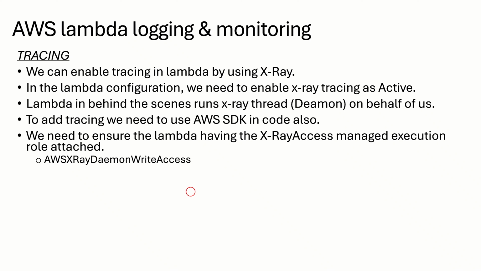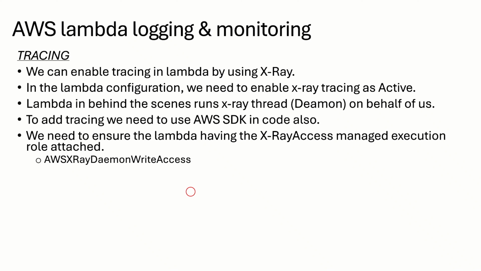So you can see that you have to do three things. One is you have to make Lambda ready for tracing. For that, you go to configuration and enable X-Ray tracing. The second thing is you have to make your code ready. Lambda is running your code, so in that code you have to include your AWS SDK so that the SDK will help Lambda figure out and trace the information. And the third thing, you need to add a managed execution role to the Lambda to get access to the X-Ray service. For that, you need to attach AWSXRayDaemonWriteAccess.